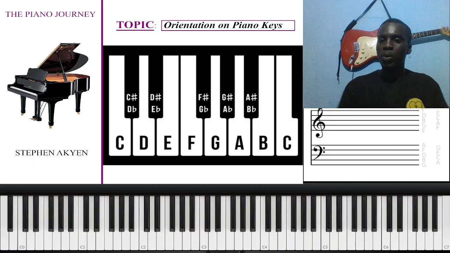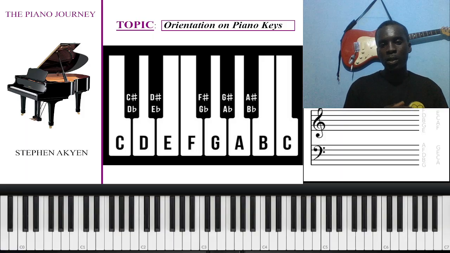Now, before we start this orientation, you must take note of a few things. In every music, there are 12 keys. Whether you are a guitarist, saxophonist, trumpeter, or any instrument you play, we make use of 12 keys. And even the human voice utilizes these 12 keys, alright? Okay. So these 12 keys, we name them using the first 7 letters of the English alphabet.